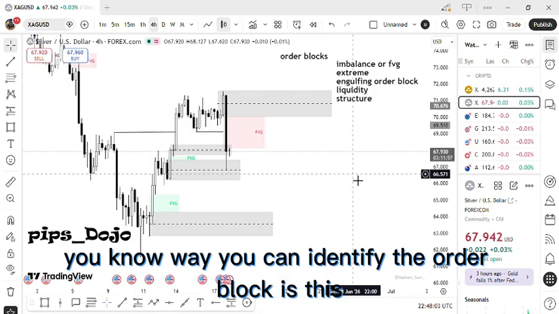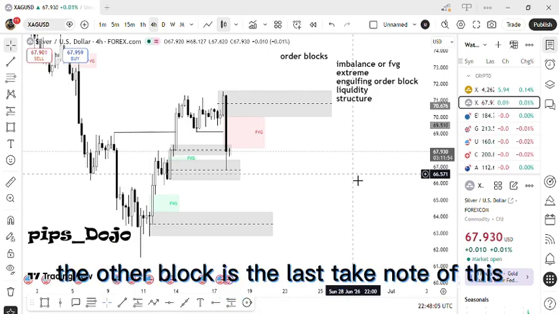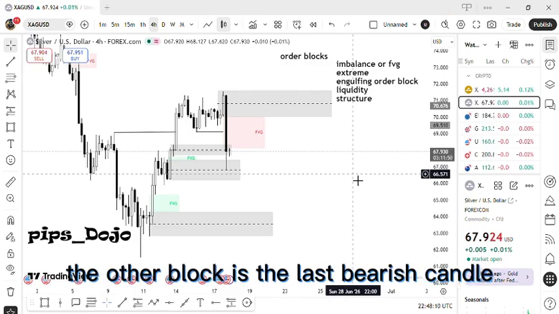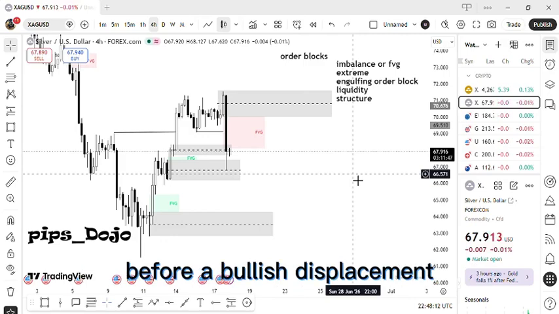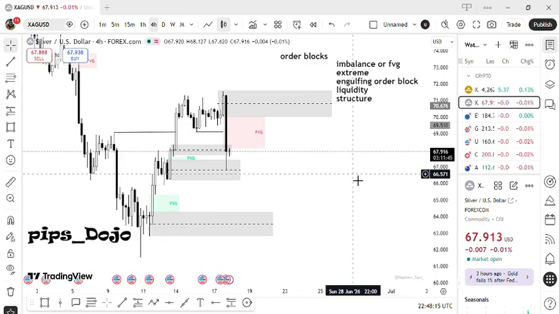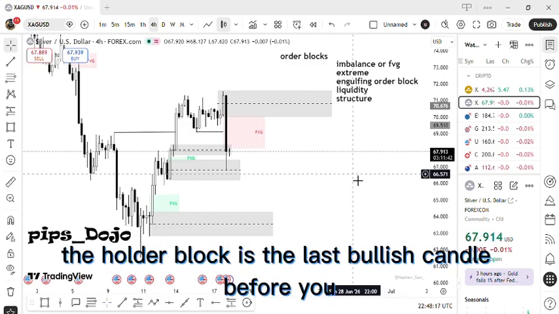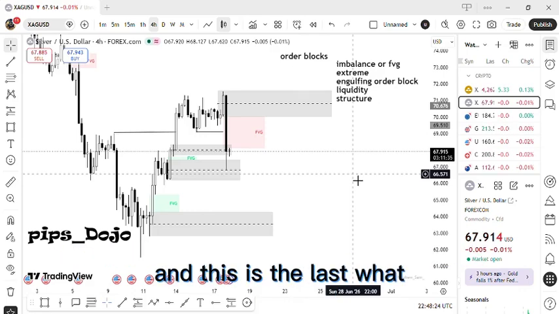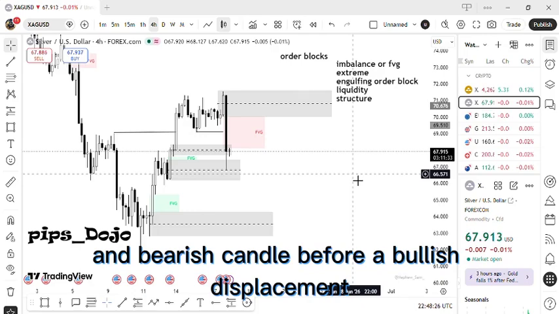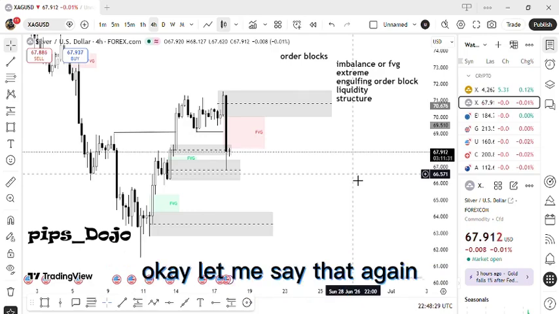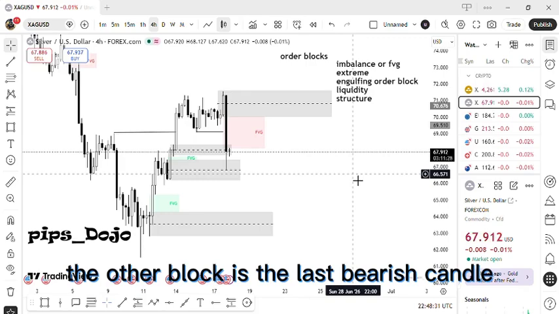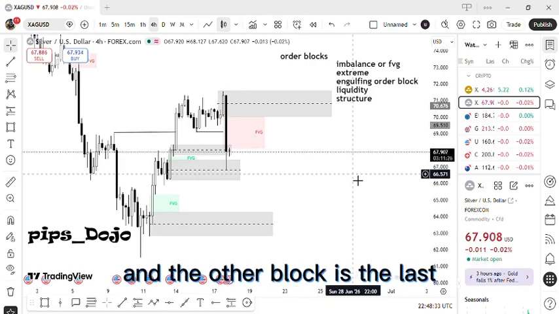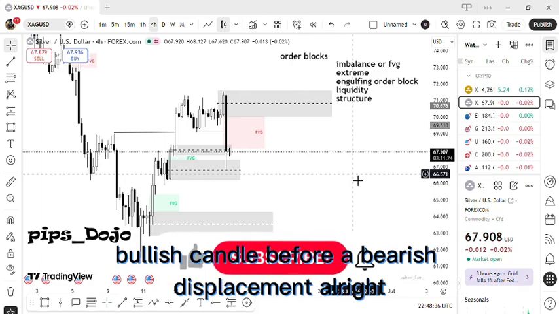Now another way you can identify the order block is this. The order block is the last, take note of this, the order block is the last bearish candle before a bullish displacement. Vice versa, the order block is the last bullish candle before a bearish displacement. Let me say that again. The order block is the last bearish candle before a bullish displacement, and the order block is the last bullish candle before a bearish displacement.